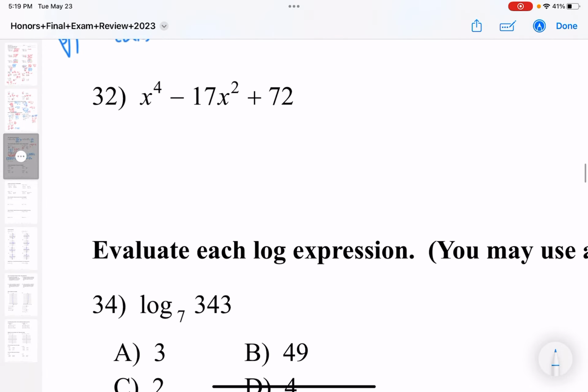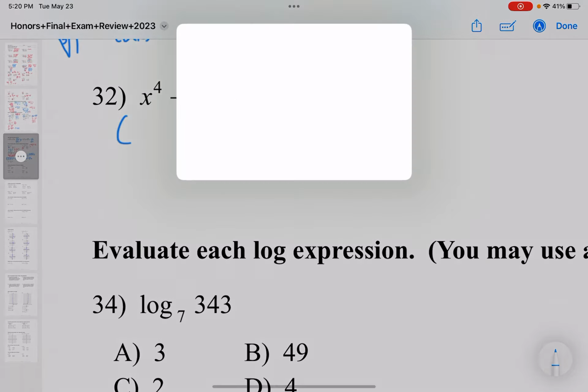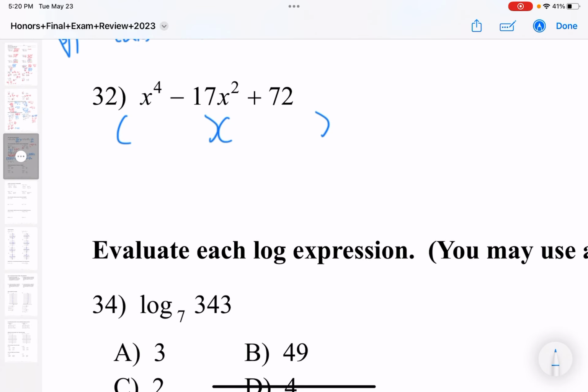32. This one should just hopefully be basic factoring. Basic factoring has x, starts with an x squared and has an x in the middle. This one starts with an x to the 4th and has an x squared in the middle. Still works the same way. So it's going to factor into 2 parentheses. X to the 4th is not going to go down to x and x. It's going to go down to x squared and x squared.